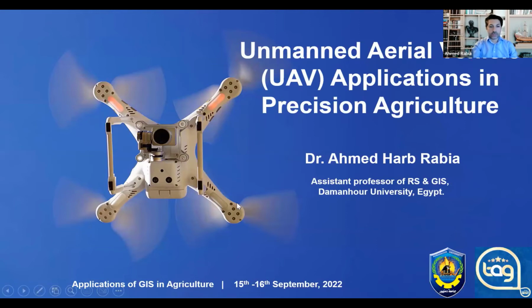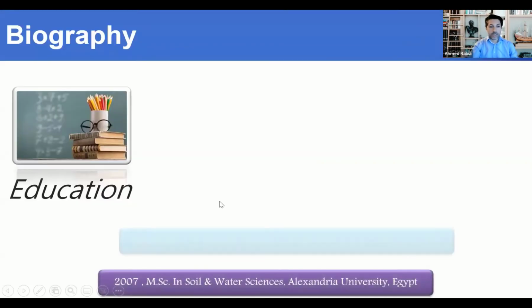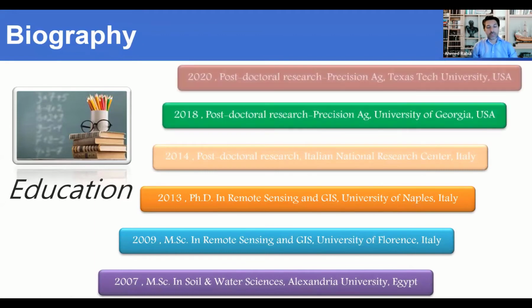So just a very small introduction about myself. I did my master in Egypt in soil and water science, and then I went to Italy. I did another master in remote sensing and GIS, and my PhD again in Italy in remote sensing and GIS, and I had the opportunity to have 3 postdocs, 1 in Italy and 2 in the US, 1 at the University of Georgia, and the last one here at Texas Tech University.